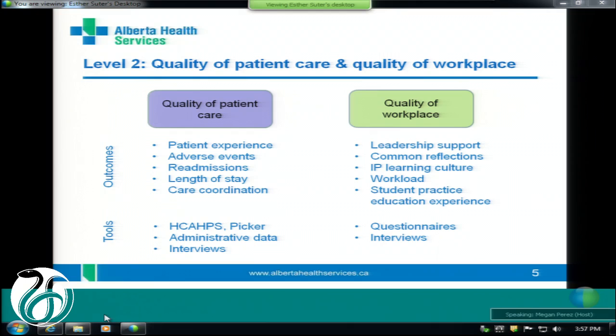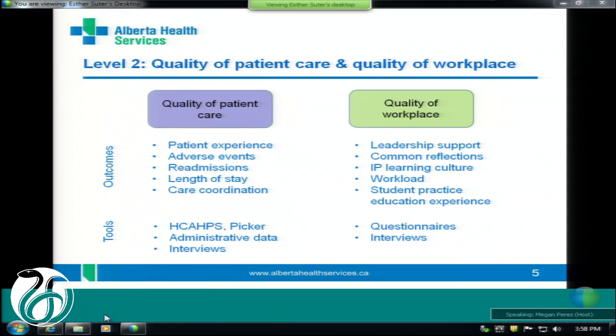On the patient side, I think we have fairly good measurements that would indicate high quality of patient care. Patient experience is one of the indicators that is quite commonly considered. It's measured through various surveys. They're really well-known, validated tools such as the HCAHPS, the PICR survey that really try to capture the patient experience. We can access administrative data and look at adverse events.